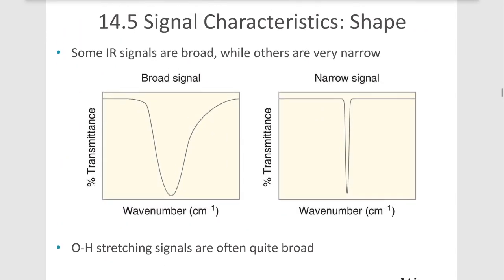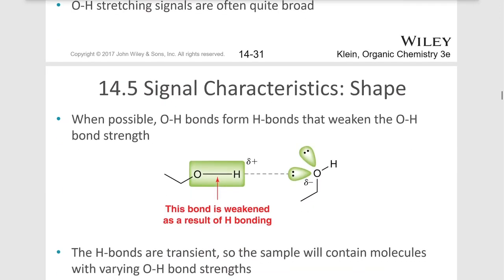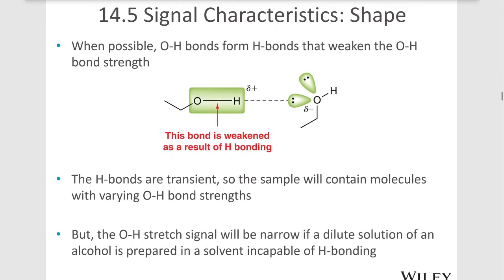So some signals can be broad while others are narrow. Most signals are broad unless hydrogen bonding is a factor. So we usually see the broad signals for NH, OH bonds or carboxylic acid bonds, and we'll see narrower signals for things like the carbonyl that doesn't have hydrogen bonding. OH bonds form hydrogen bonds, and that weakens the OH bond strength, and that causes broadening of the signal.